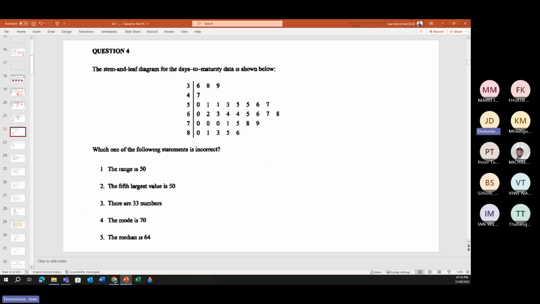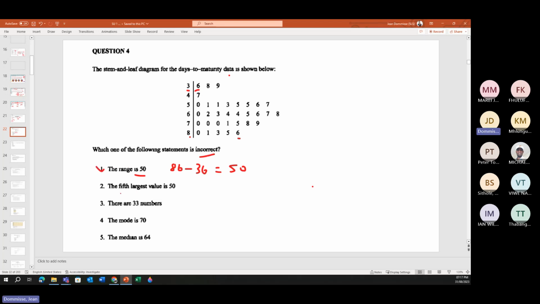Then one that's a stem and leaf. So they tell us the stem and leaf diagram for days to maturity data is shown below, and then they give you a few options. Okay, so let's look. The range is your biggest number, so 86, minus your smallest. So 86 minus 36 is 50. We're looking for the incorrect one.